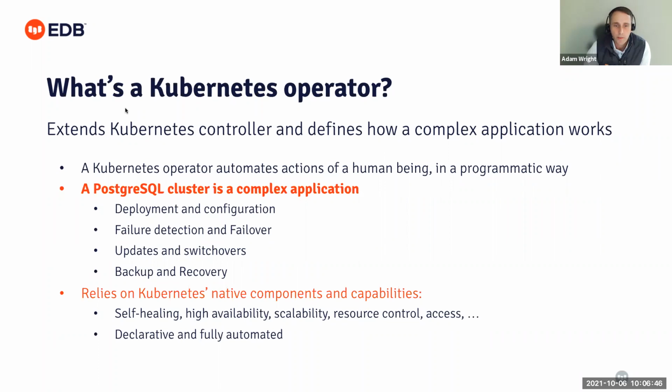And we're doing this by relying on native components and capabilities. So things like self-healing, Kubernetes has reconcile loops that we're able to take advantage of. There's high availability components of Kubernetes. So we're able to design from scratch in a very Kubernetes native way. So we didn't take a VM architecture and try to shove it into Kubernetes. We designed this from the ground up to be Kubernetes native, and that being declarative and fully automated.